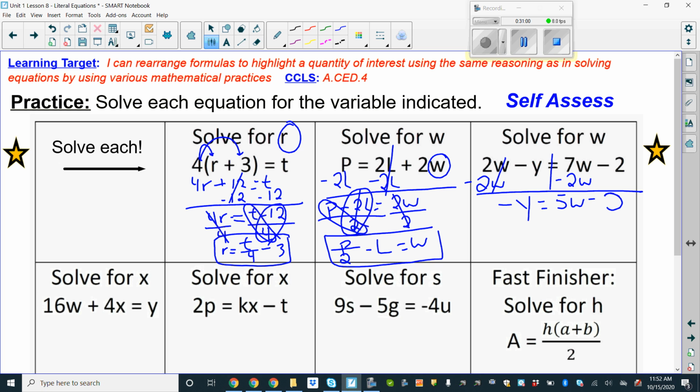5W minus 2. Now we need to solve for W, and we need to get it away from that negative 2. So we need to move that over by adding 2 on both sides. And we're left with 2 minus y equals 5W. And we divide by 5 to get that W alone. And we're left with W equals (2 minus y) over 5. Because there's nothing to simplify here, okay?